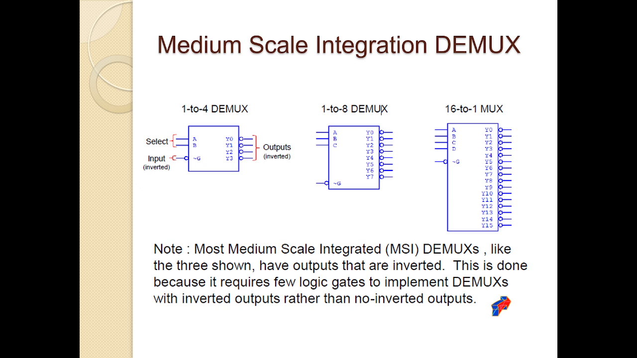Most medium scale integrated demuxes like the three shown have inverted outputs. This is done because it requires fewer logic gates to implement a demux with inverted outputs than one without inverted outputs.